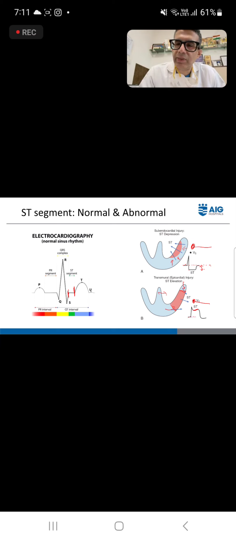So this is the normal segment. This is the baseline. So normally in this ECG, the R wave should have come down till here and then come like this. But here it has not come down here. It has gone up from here. So this extent is the extent of the ST segment.